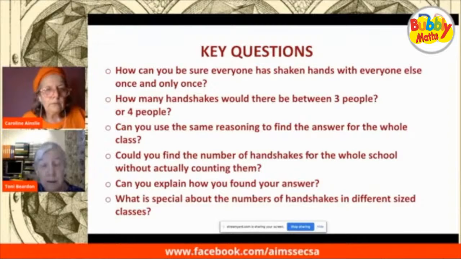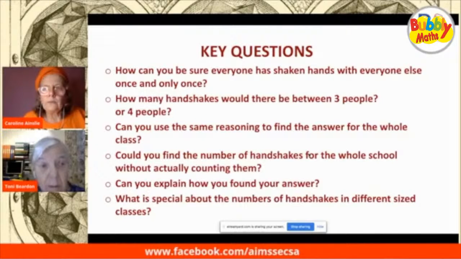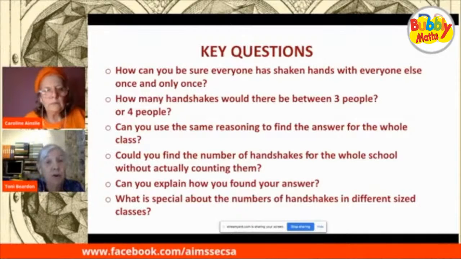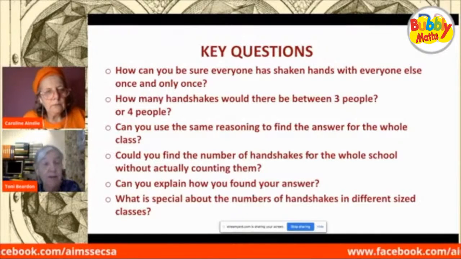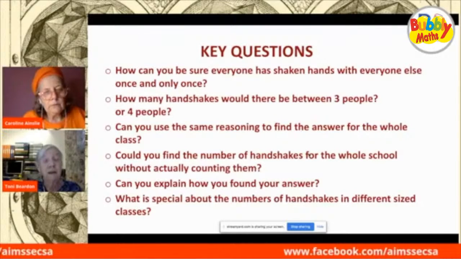And what these questions are doing is enabling the person that's facilitating, you're giving them literally the questions to help that learner figure it out for themselves. Yes, and we're using these handshakes as an example, but these are general principles that apply to many, many problems that they might have to do in maths or they might have to do in life. Now, the next question is, can you use the same reasoning to find the answer for the whole class?